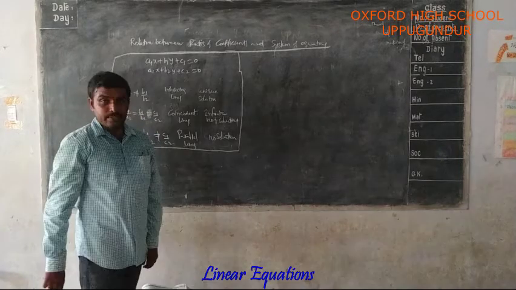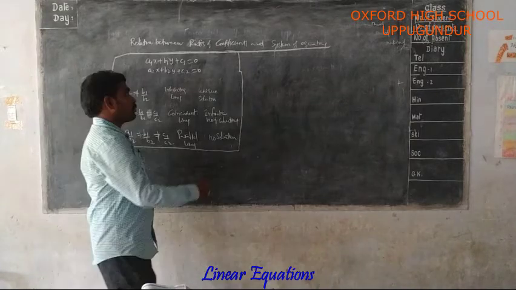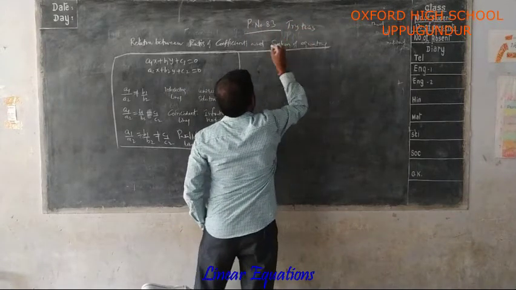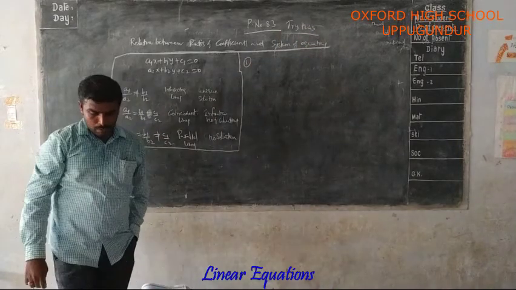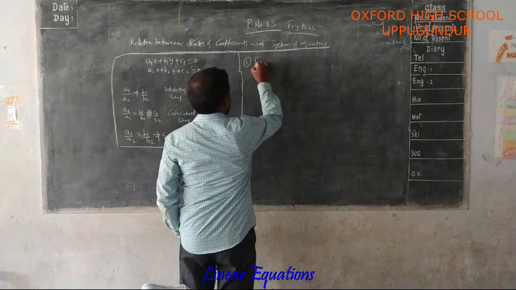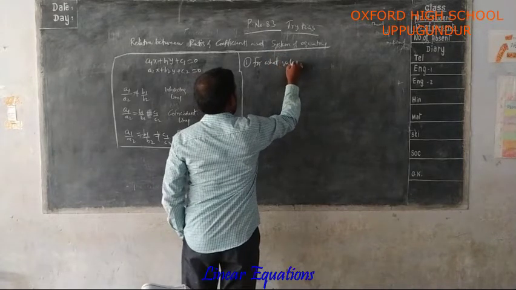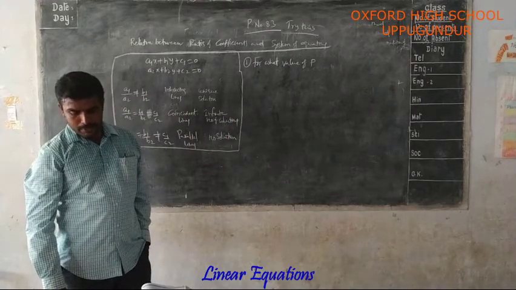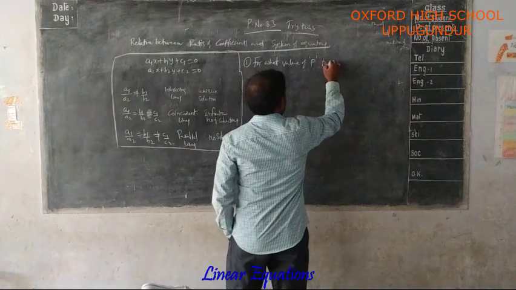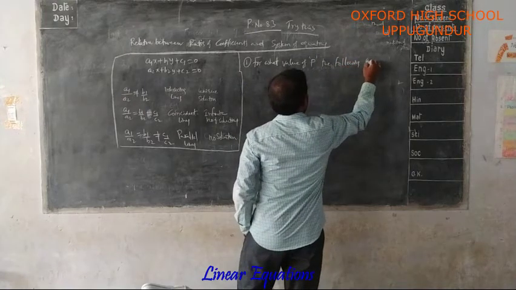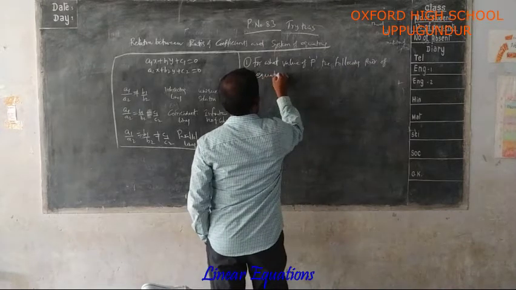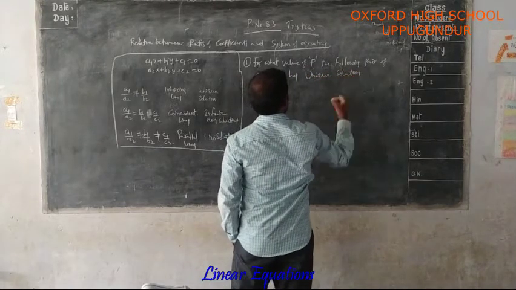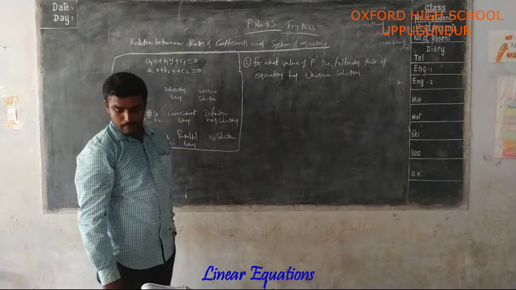Page number 83. In page number 83, once you observe the Try This, the first problem: for what value of p does the following pair of equations have a unique solution?